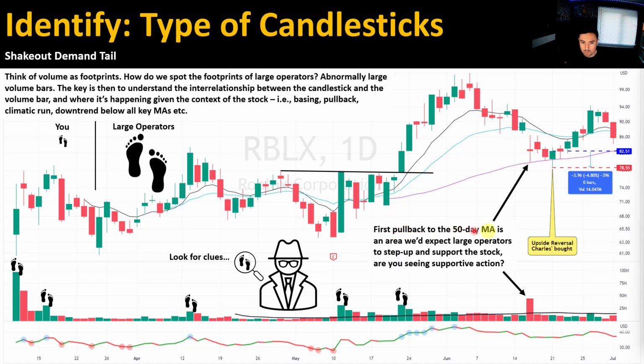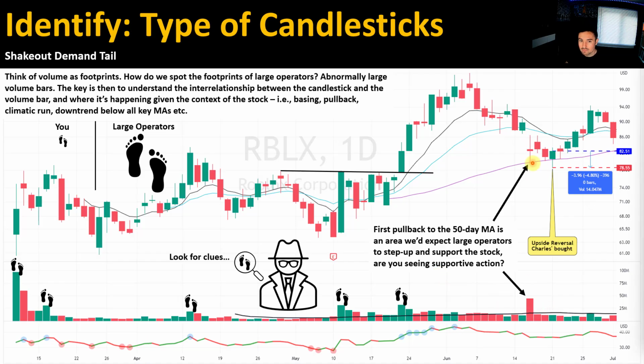So here, first pullback to the 50-day moving average, which as Charles Harris said earlier on, is an area where you would expect large operators to step up. So it breaks out of this base, first pullback to the 50. Note the volume coming through. First pullback to the 50-day moving average is an area where we'd expect large operators to step up and support the stock. Are you seeing evidence of supportive action? Well, the volume is there.